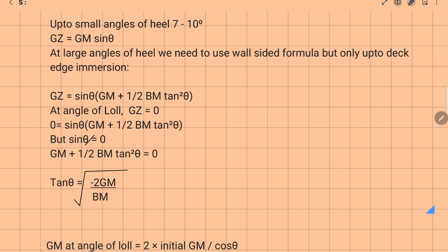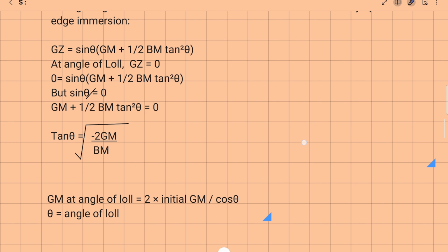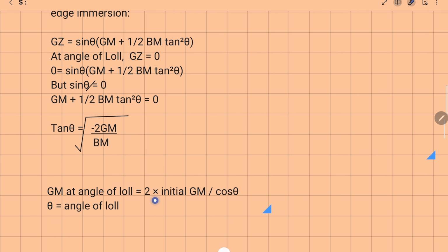And what is the positive GM at angle of Loll? That can also be found by the formula: 2 times the initial GM divided by cos of angle of Loll, where theta is the angle of Loll here. So roughly the positive GM at angle of Loll is twice the initial negative GM, but it will change sign. Initial GM will be negative. The GM at angle of Loll is positive.